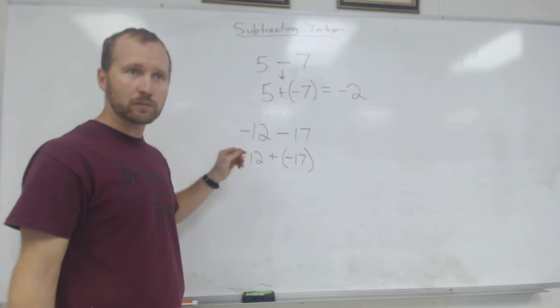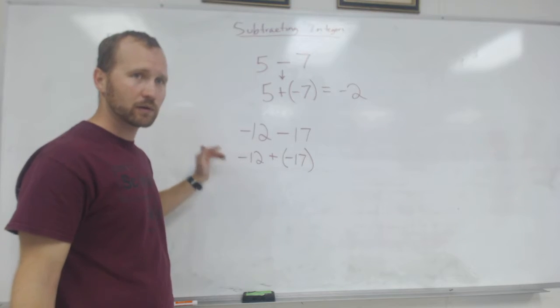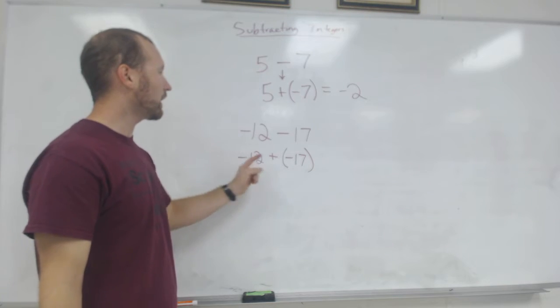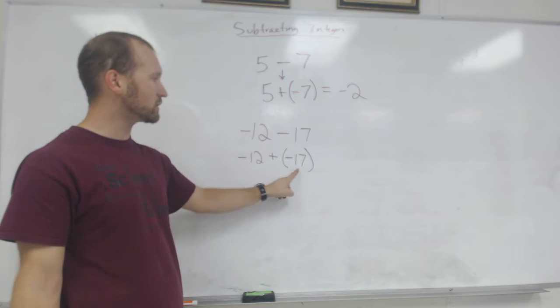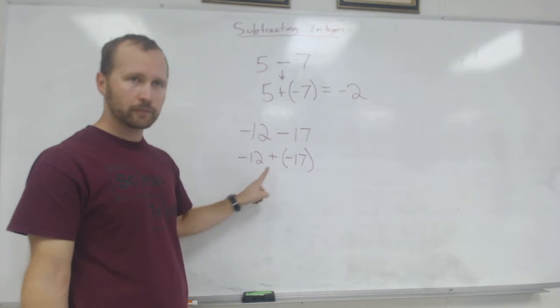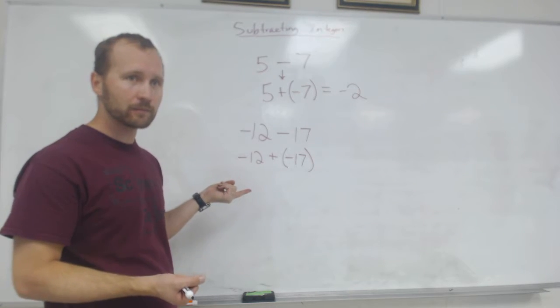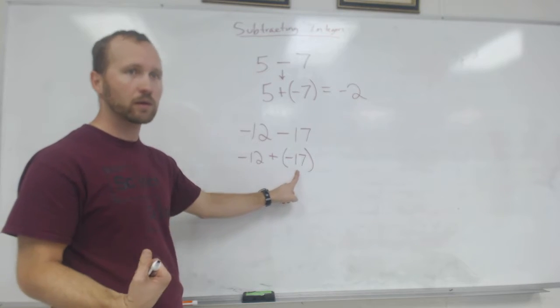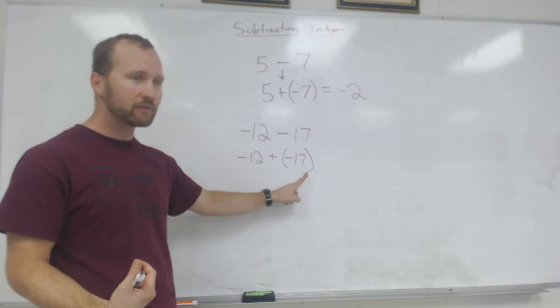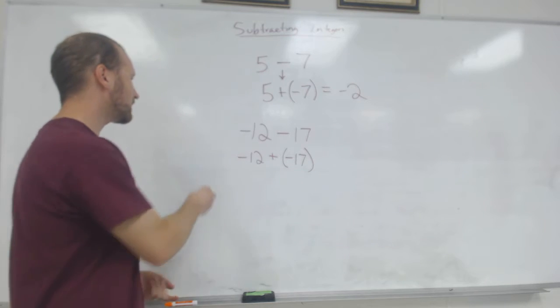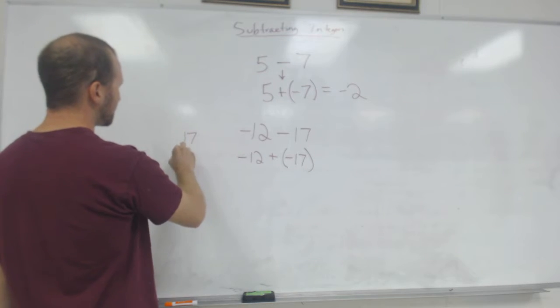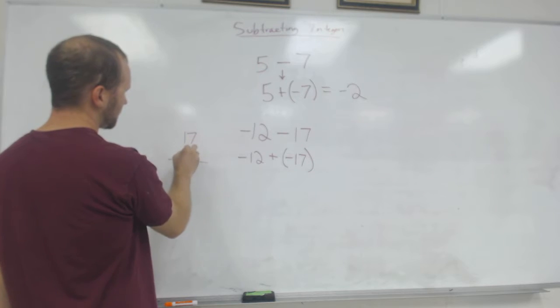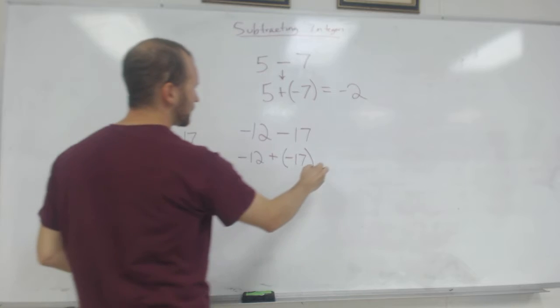On a quiz, it's really important that you show this step. Okay, are we going to add or subtract these two numbers? Why do we add them? Because they are both negative. So they have the same sign, we add them together. What is 17 plus 12? 7 plus 2 is 9. 1 plus 1 is 2. So it's 29.